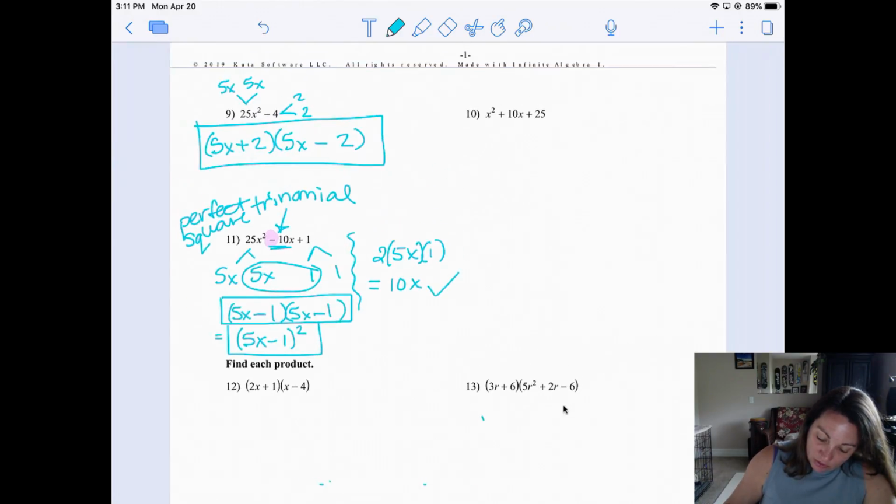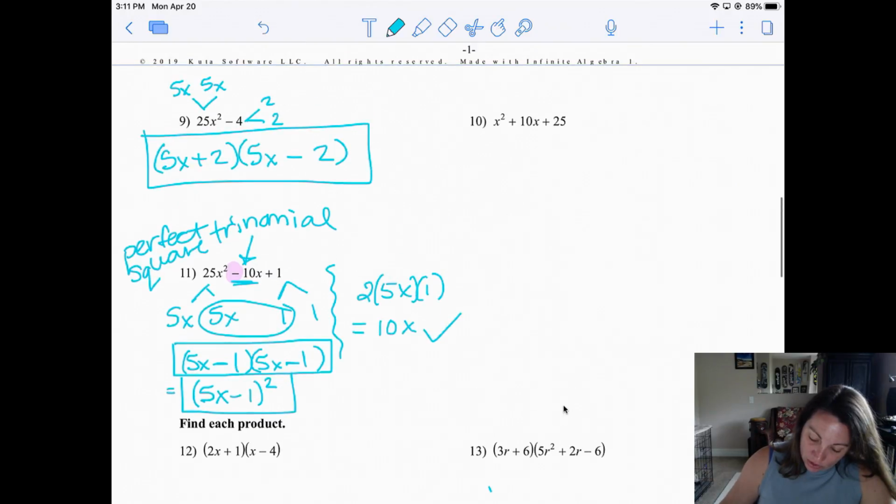Look on your paper. Do you see another problem that's a perfect square trinomial? Hint, hint. Yes, it is. Okay.